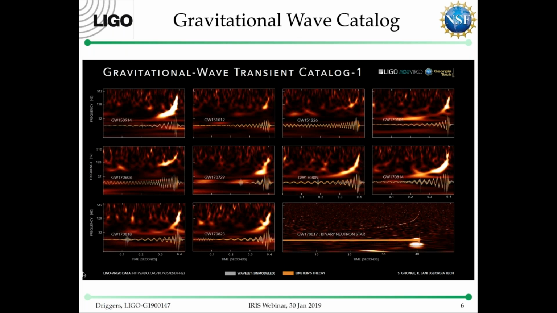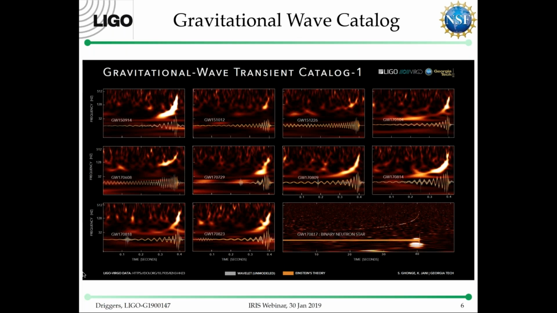Most of the gravitational waves on this slide are coming from a pair of black holes spiraling around each other and finally colliding. So if you look, each individual box, the background is a time frequency plot. The x-axis is time, the y-axis is frequency, and the intensity of the color is how much energy is there in the signal. And then overlaid is the time series of the signal.